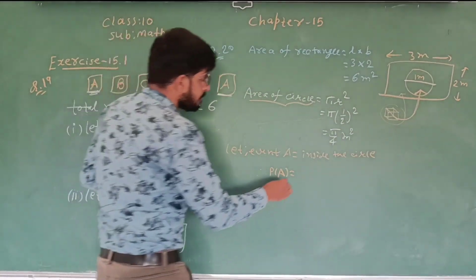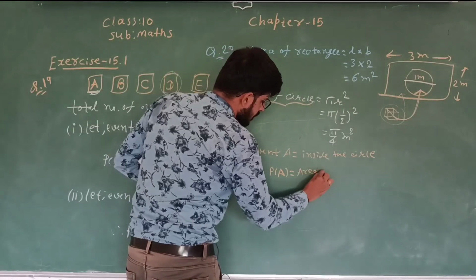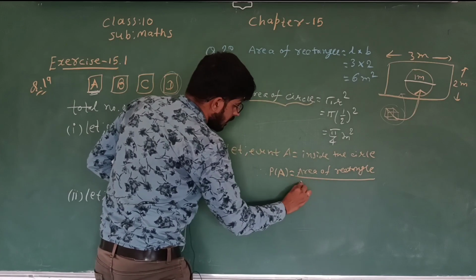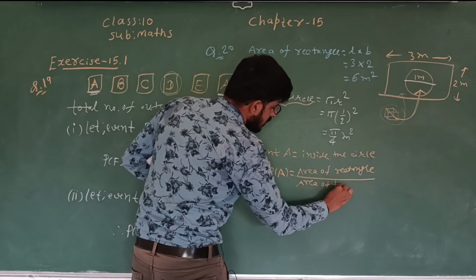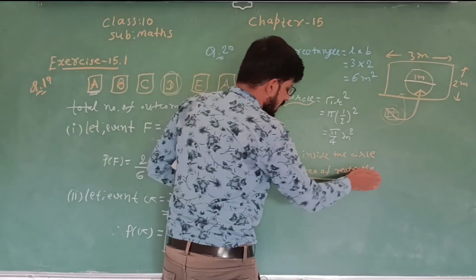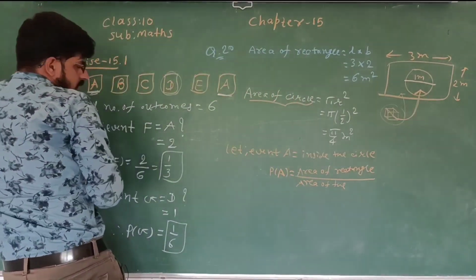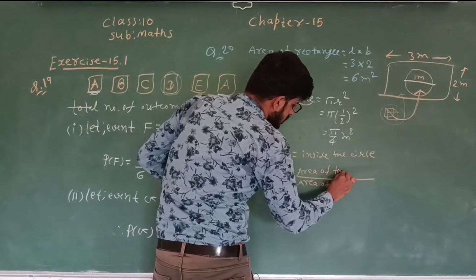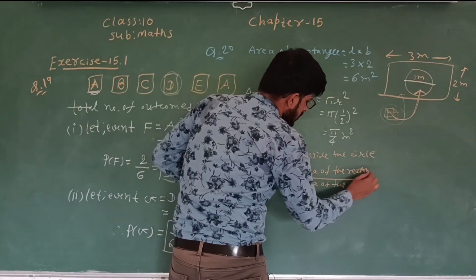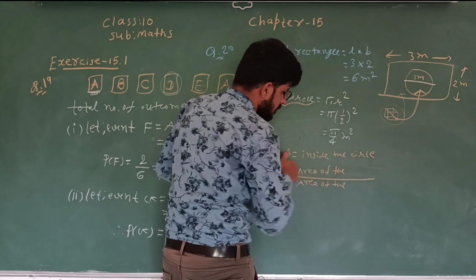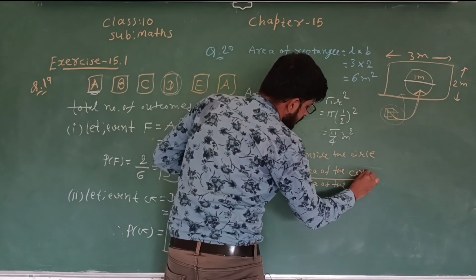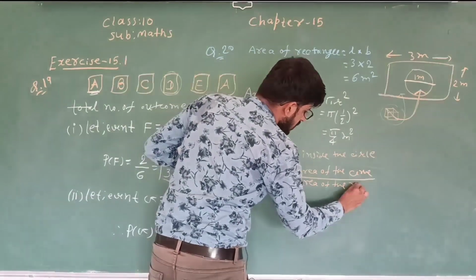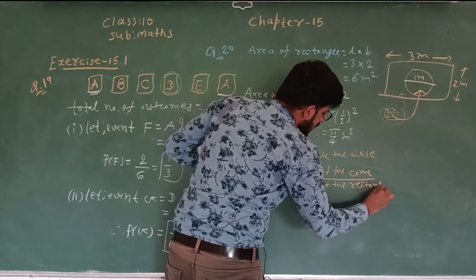Okay, so we get area of rectangle upon area of the circle. Sorry, here we have to use area of the circle upon area of the rectangle, because favorable outcomes to event A is the circle, given area of rectangle.